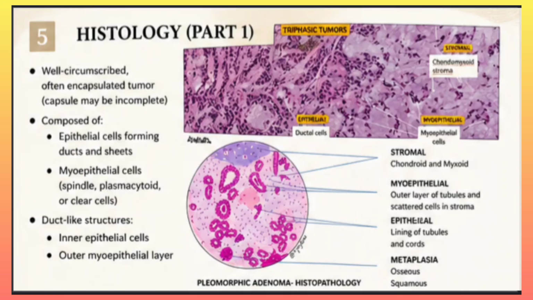Now moving on to one of the most important topics under pleomorphic adenoma, which is its histology. Histology represents a well-circumscribed, often encapsulated tumor, whereas the capsule can also be incomplete, composed of epithelial cells forming ducts and sheaths, and myoepithelial cells that could be spindle, plasmacytoid or clear cells. Duct-like structures have inner epithelial cells and outer myoepithelial cells.